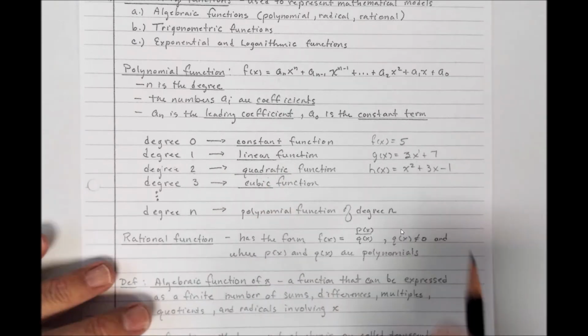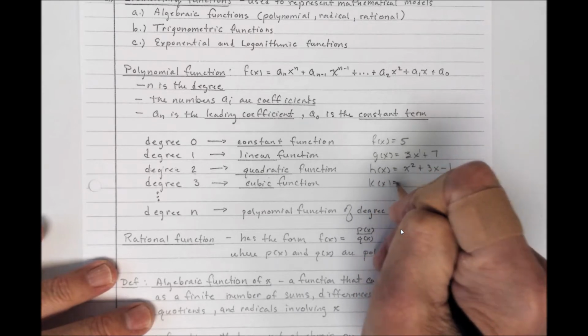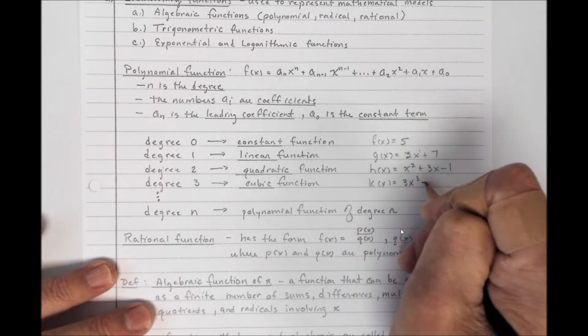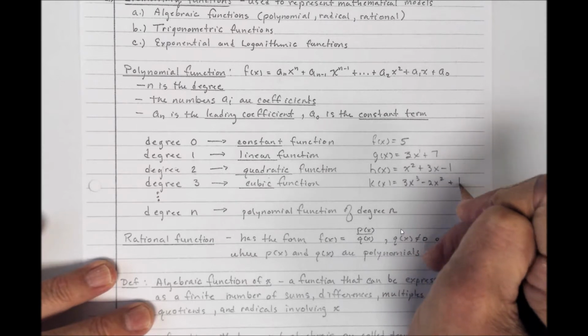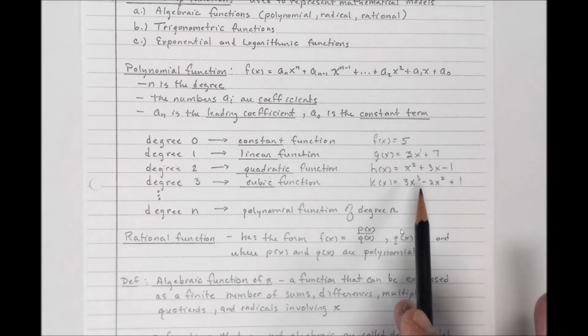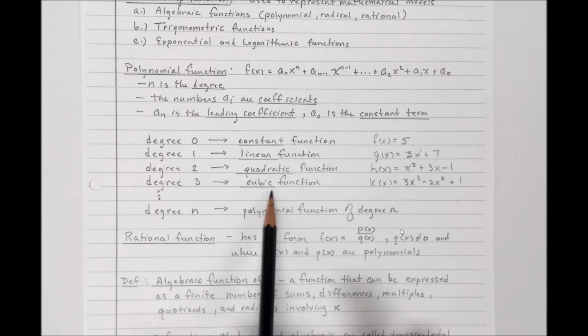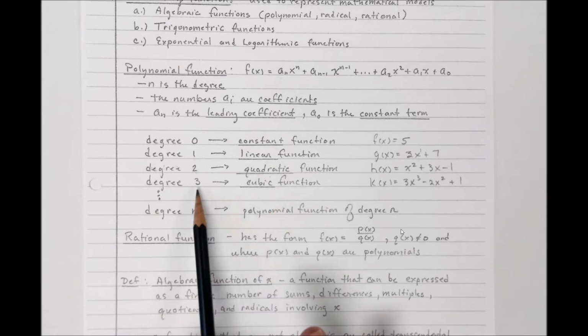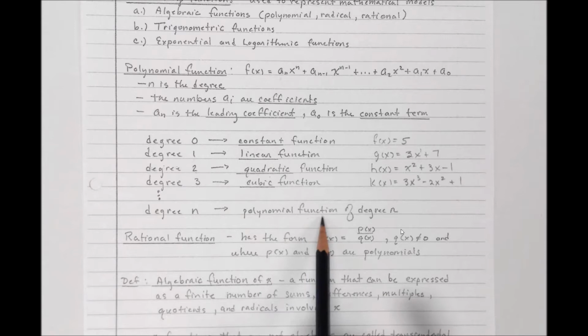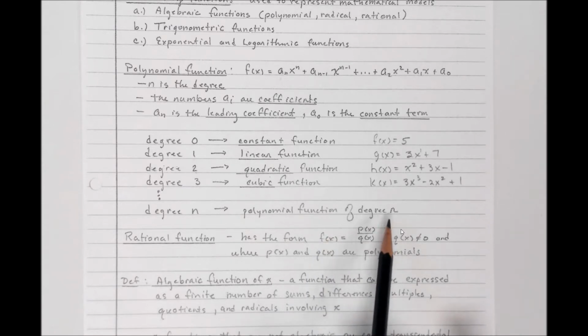A cubic function, k of x, might be something like 3x to the third minus 2x squared plus 1. As an example, it's degree 3. So usually we use this terminology. It should become familiar. Now once we get past degree 3, you may not be as aware of degree 4 being quartic, degree 5 being quintic, and so on up the line. There are names for all of them, but in general we say if it's degree n, it's a polynomial function of degree n.